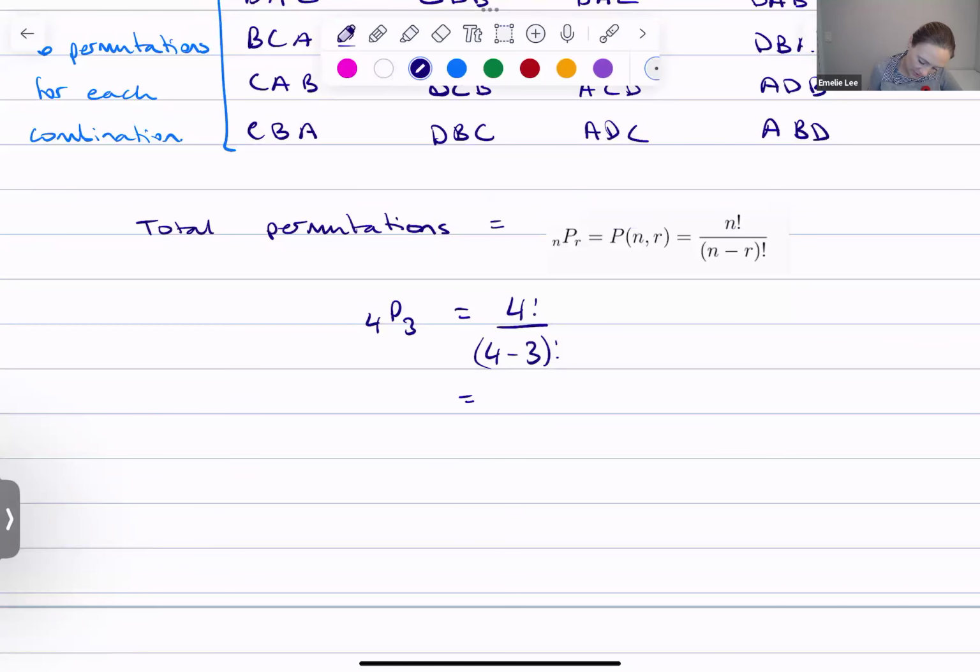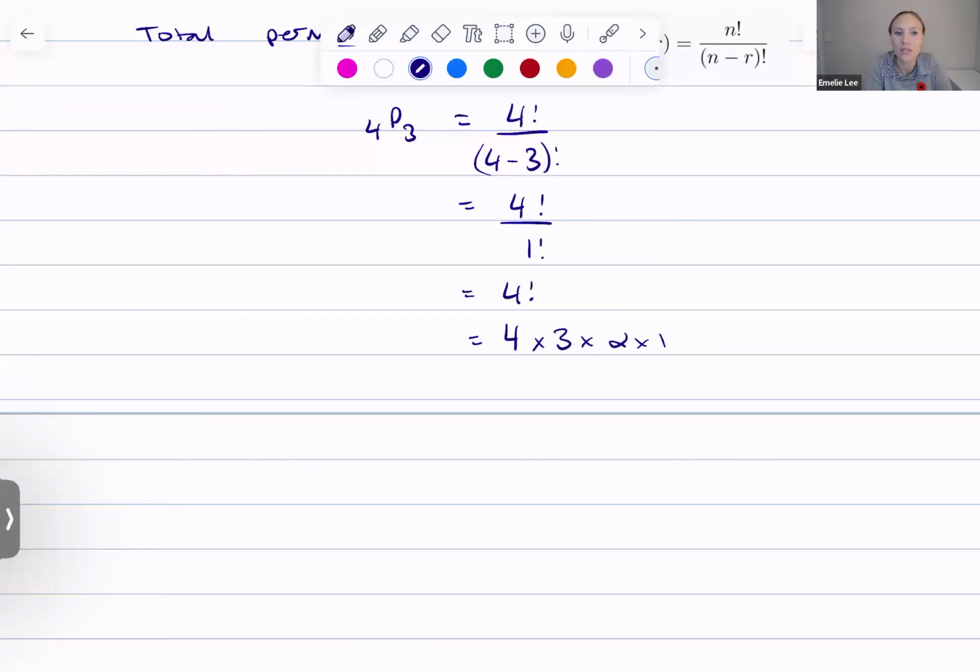Remembering that 4 factorial divided by 1 factorial is just going to be 4 factorial, which, just as a reminder, because we'll need the factorials today again, is 4 times 3 times 2 times 1. Decreasing, starting at 4, you decrease by 1 until you reach 1.